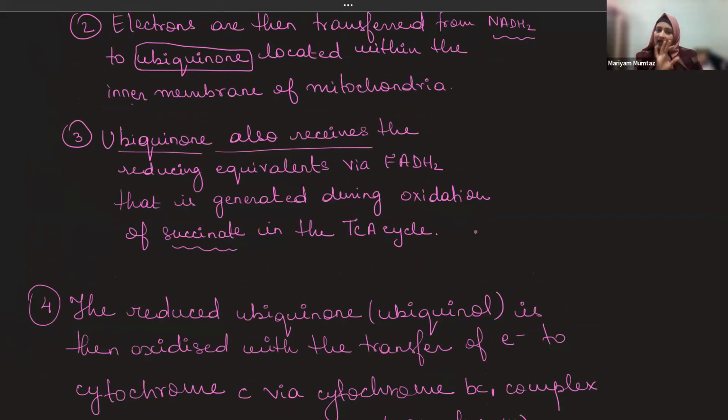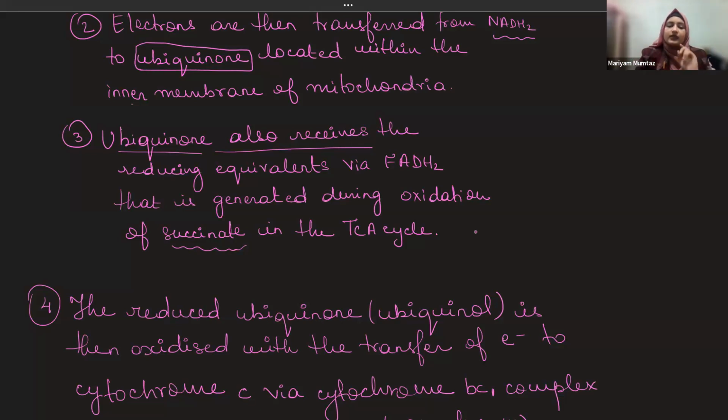Okay. Now, after that, the ubiquinone also receives the reducing equivalents from the FADH2, which is complex 2. This is generated during the oxidation of succinate, meaning FADH2 was being formed in the TCA cycle, remember, at one place only. So from there also the reducing equivalents were received and went to ubiquinone. Ubiquinone is located within the inner membrane of mitochondria.